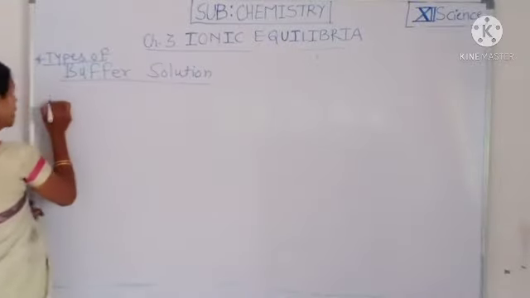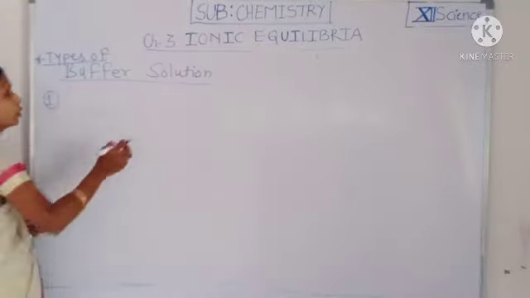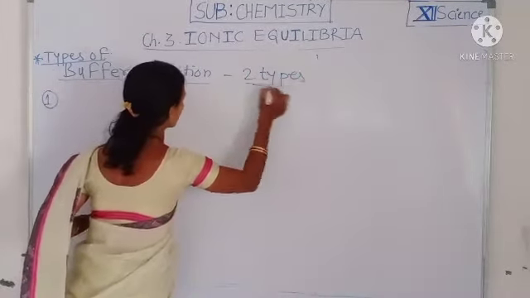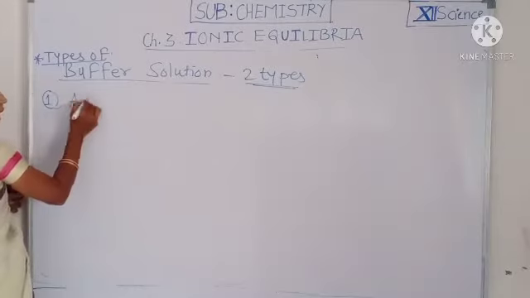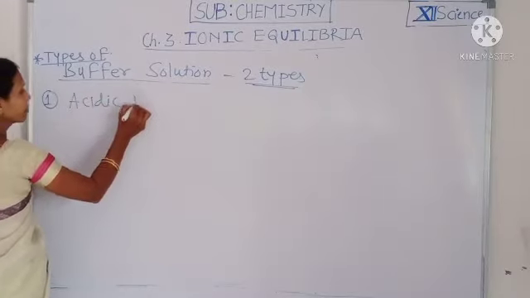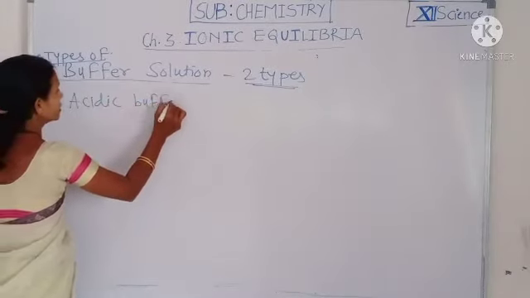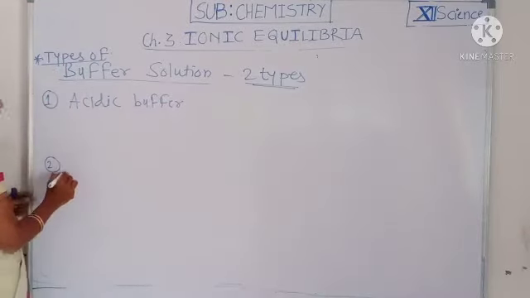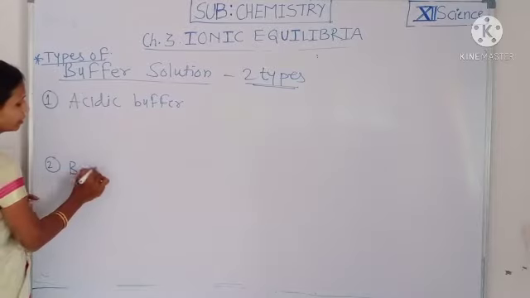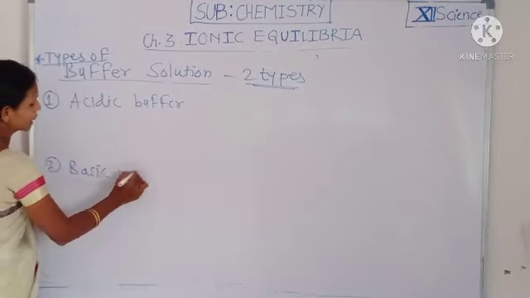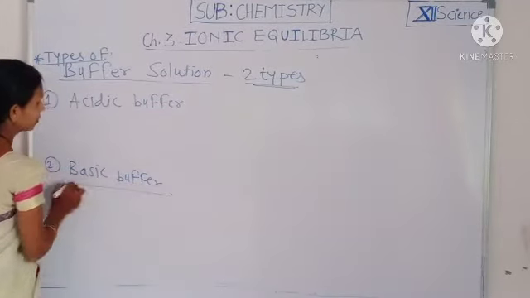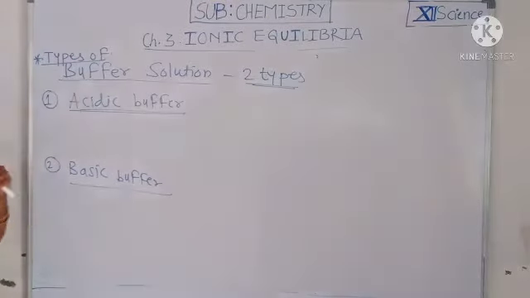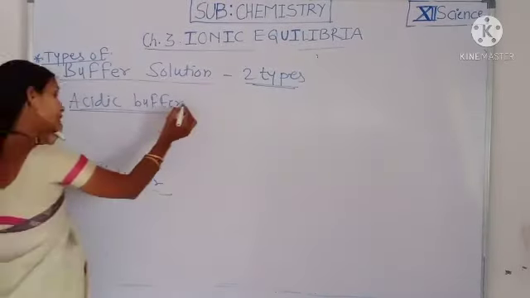Then see here, there are generally two types of buffers. The first is the acidic buffer, and the second one is the basic buffer. Then see here, the acidic buffer. What is an acidic buffer?